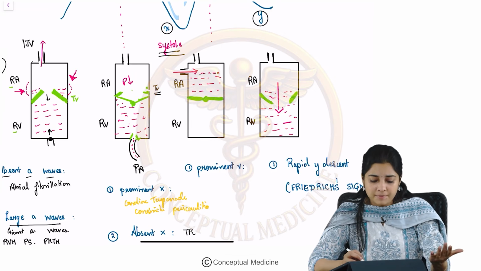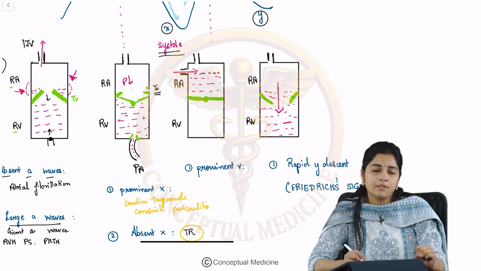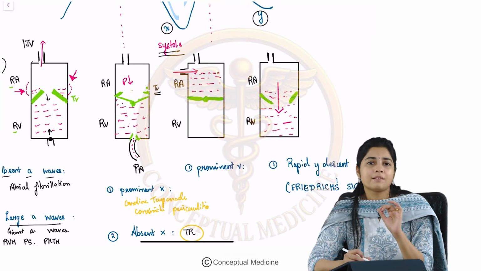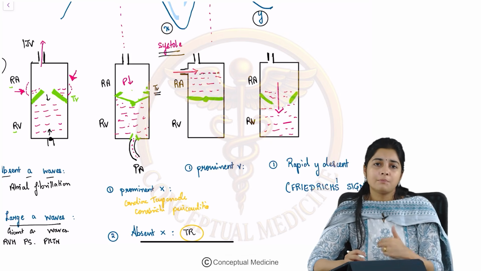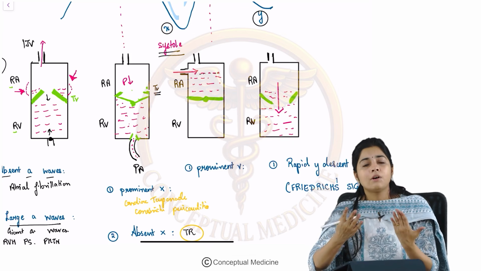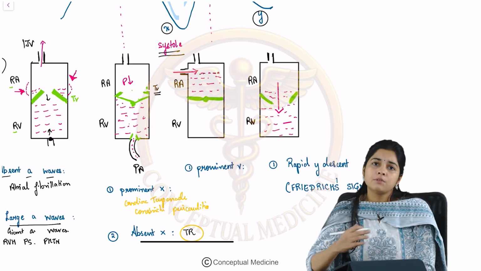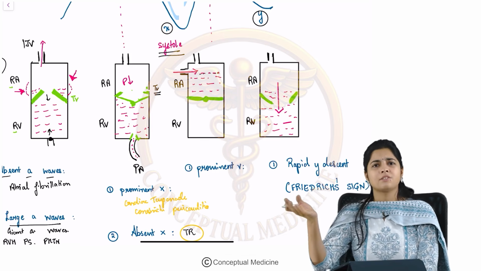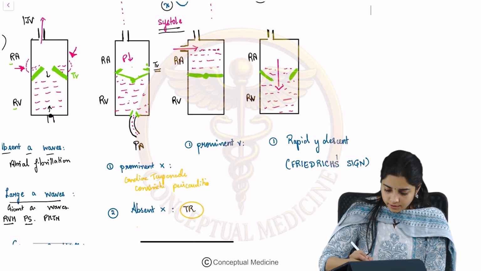Where do you get an absent X descent? Right? So you will have to remember tricuspid regurgitation. So what happens in tricuspid regurgitation is that the blood flows back into the right atrium. So when the blood flows back into the right atrium from the RV, the tricuspid valve is incompetent. What happens? Will the atria be able to relax? No, because when the atria begins its relaxation, there is already blood. So will there be an X wave? No, there will be no X wave.